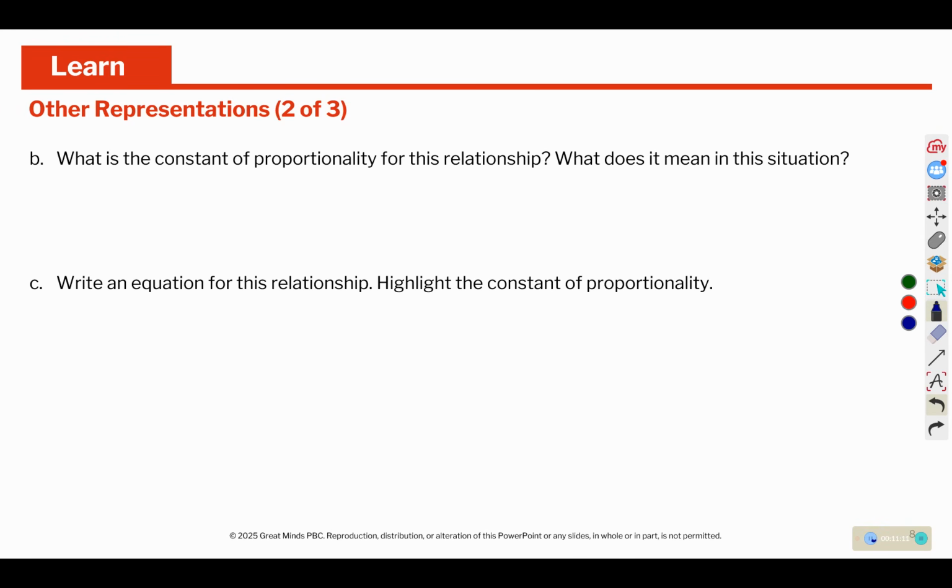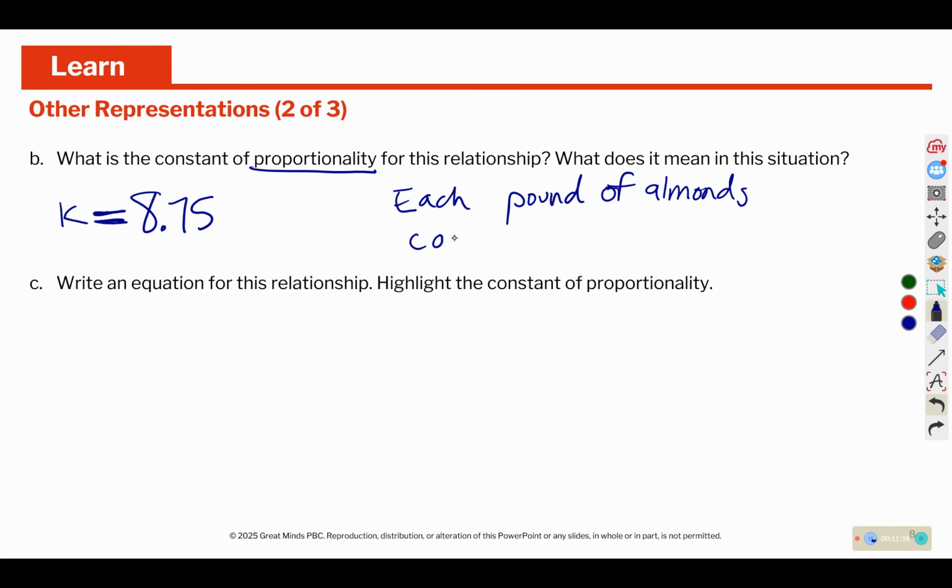What is the constant of proportionality in this relationship? It is 8.75. Remember, we use K to represent the constant of proportionality. What does it mean in this situation? It means that each pound of almonds costs $8.75. Now write an equation for this relationship. Highlight the constant of proportionality.